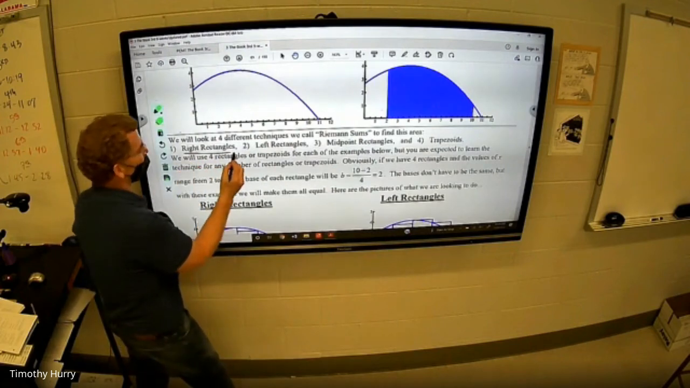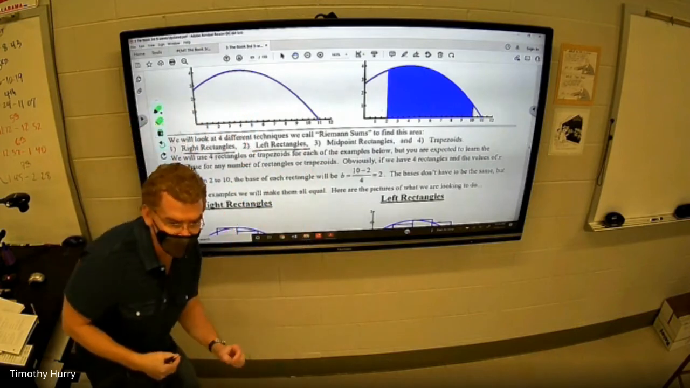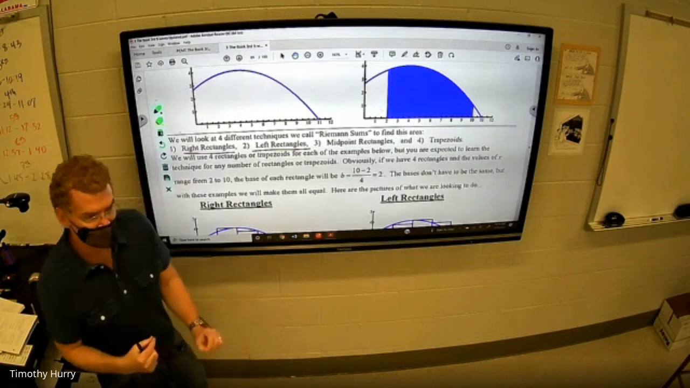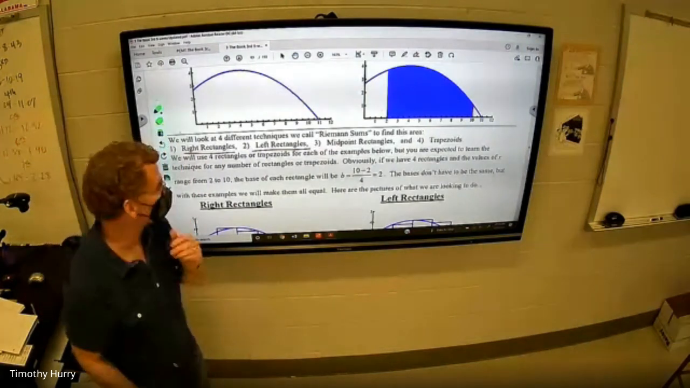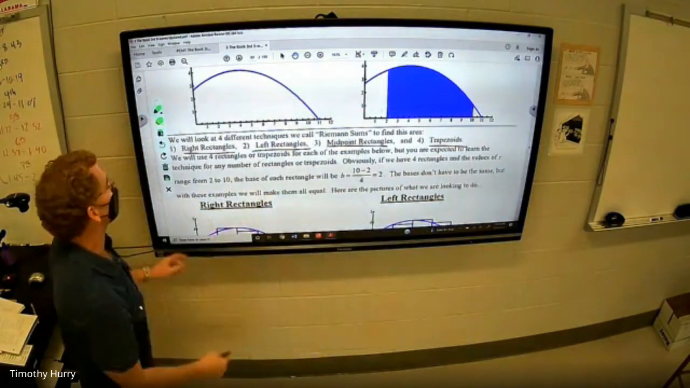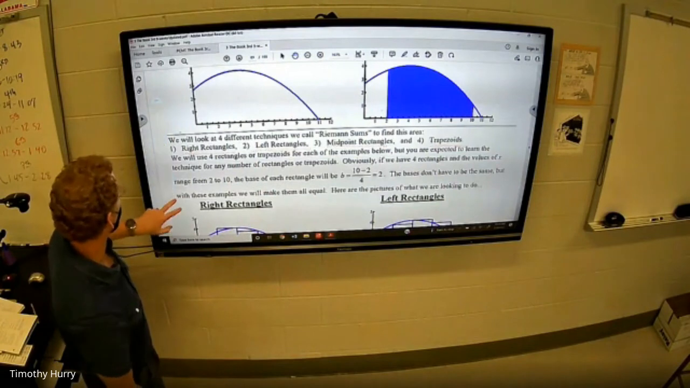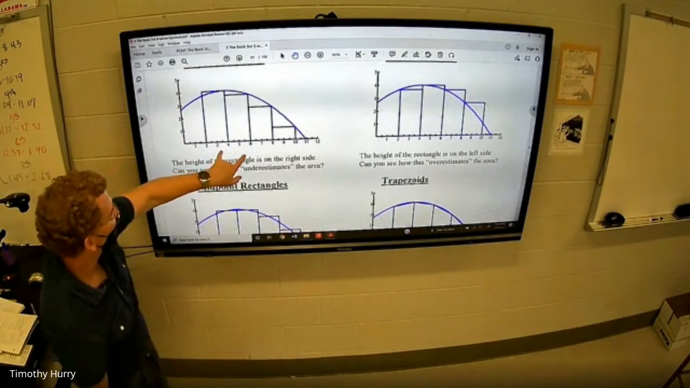There are right rectangles, left rectangles, and if it says right or left, that means bring up the rectangle to the right side. If it's left, left side hits the curve. So you use that side to find the height. Midpoint rectangles and trapezoids. So let me run through quickly how you'd actually do each one. I'm not going to do right since we just did one like that. But there's the picture, and you can see I'm bringing up the right side.